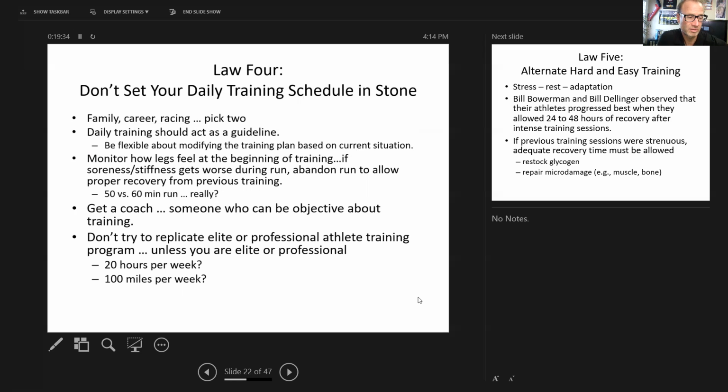And when they are looking at coaches, I tell them to interview the coaches, make sure that what the coach has to offer matches what they want. And again, if you're dealing with someone who wants to lose weight, you got to have the right coach. You don't want a coach who's trying to train competitive athletes if you're just trying to lose weight, or vice versa. Don't try to replicate elite or professional athlete training programs unless you are an elite or a professional.